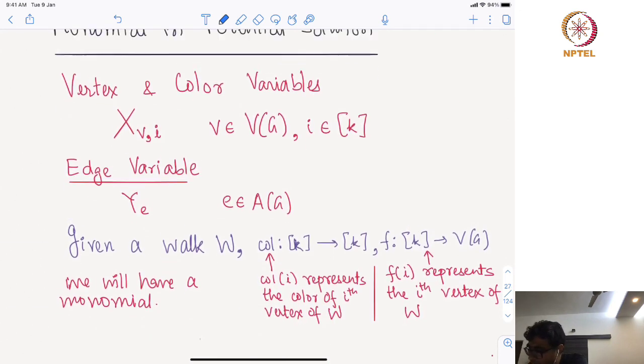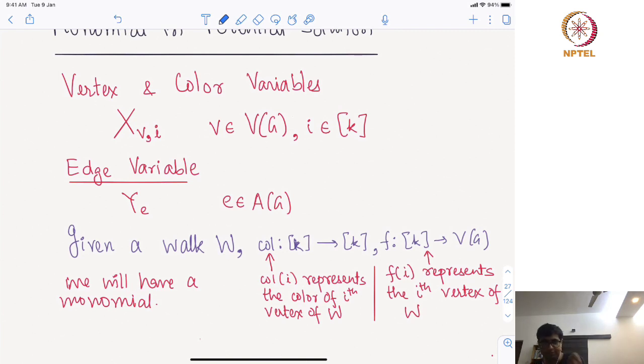Okay, and you are given a walk w. We will have 2 functions, a color function and a vertex function. Given a walk w, we will have a monomial. Color of i represents the color of the ith vertex of w, and f of i represents the ith vertex of w. So this map f is from 1 to k to V of G.